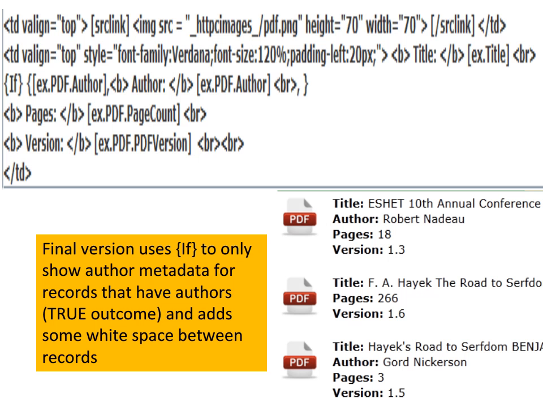However, my previous version didn't account for the fact that some of these documents don't have any authors. So to handle that, I wrote an if in line 3 that checks for the existence of EX-PDF author. If it exists, there's an author, then we display a label in bold called author, and then we display the actual metadata from EX PDF author, and then a blank line. If it's not true, there is no author, we don't do anything.